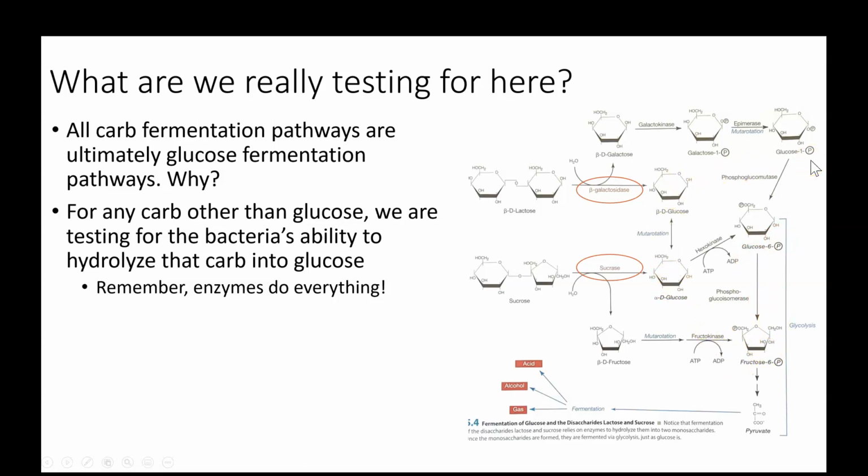So whatever carb it is that we're testing for, lactose, sucrose, mannose, xylose, and so on, all the various different carbs that we can ultimately use this test to test for, what we're really testing for is if that bacteria can turn that carb into glucose. Because we can't take, right, here for example, here's lactose and sucrose.